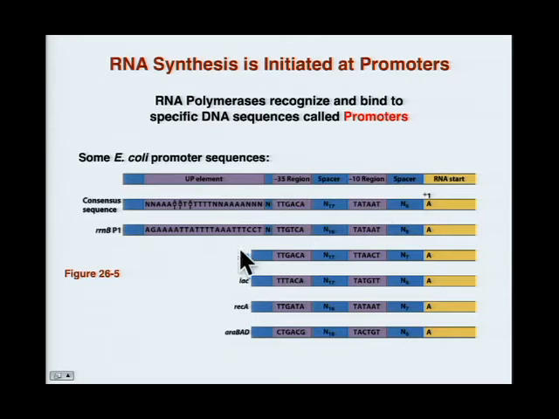Okay, and so here's a variety of different genes. We're going to be looking at these in detail next Tuesday. And you can see, in general, they're very close in sequence to the consensus sequence. So they make relatively tight binding to the sigma subunit. Okay, does this make sense so far?